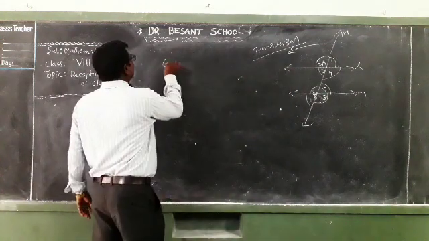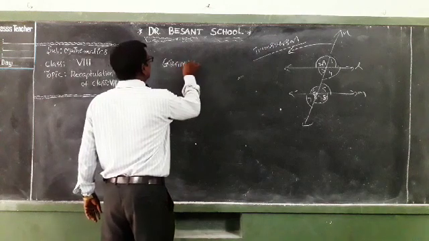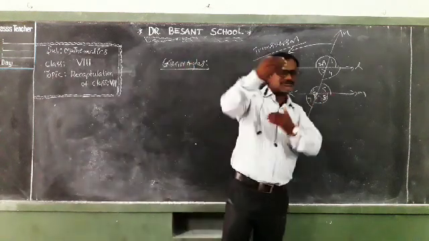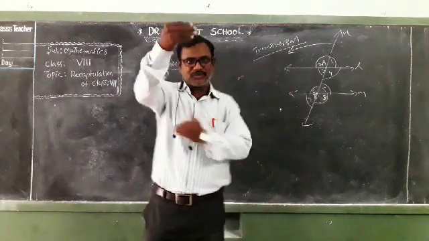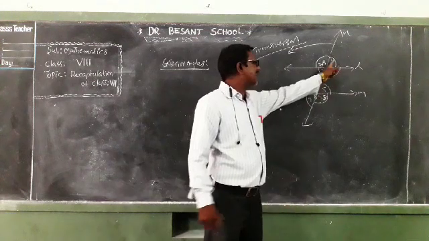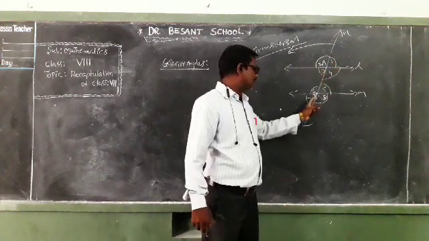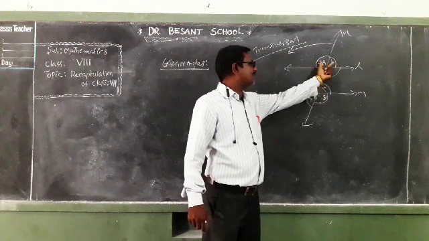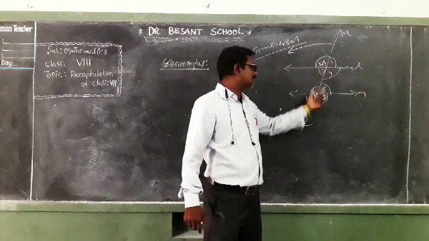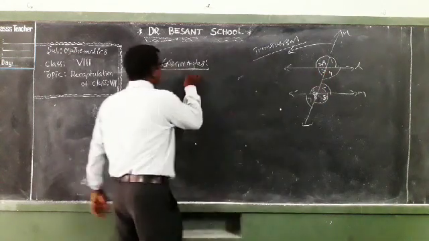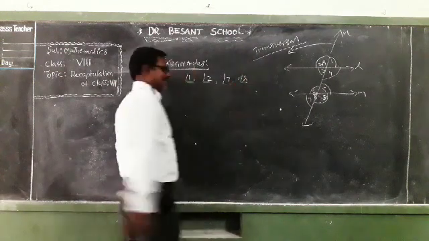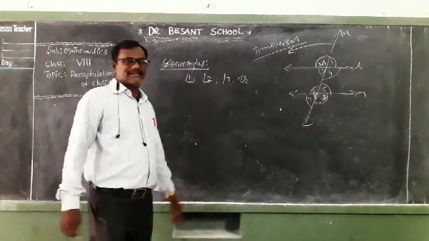First one, exterior angles: the angles which lie outside of the parallel lines. If you see, easily we can identify the exterior angles: angle 1, angle 2, angle 7, angle 8. These 4 angles are exterior because they lie outside of the parallel lines. So angle 1, angle 2, angle 7, angle 8 are said to be exterior angles.